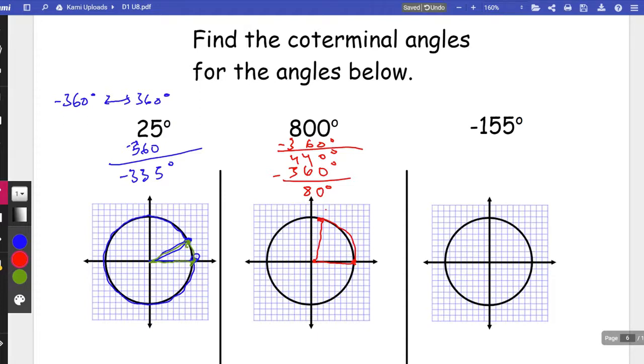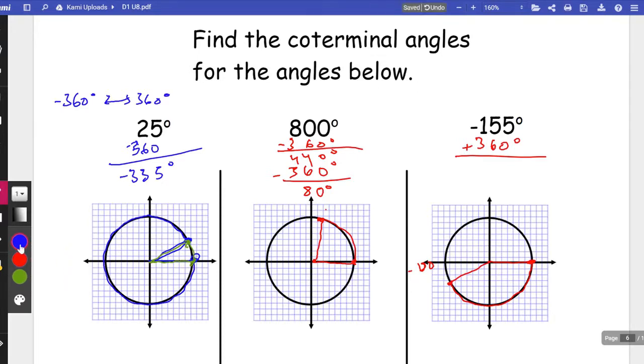A coterminal of negative 155. In this case, I would add 360, because if I subtracted 360, it's going to be a bigger negative number, more than negative 360. I can also draw this first, so I could get a picture of where this is. Negative 155. Start here. Negative 155 past negative 90, approaching negative 180. And so it's somewhere over there.